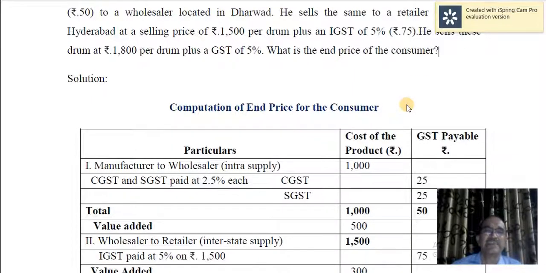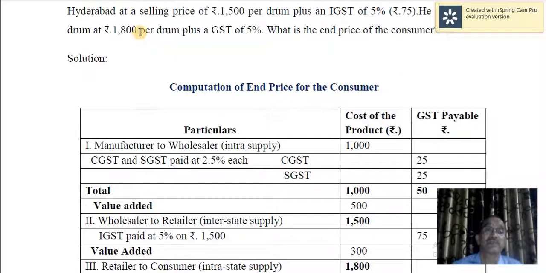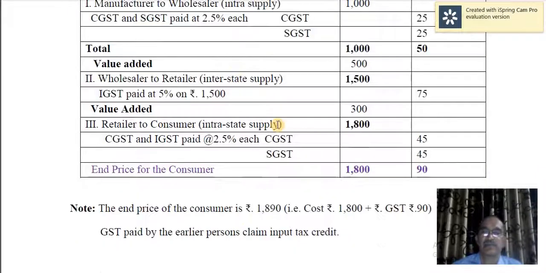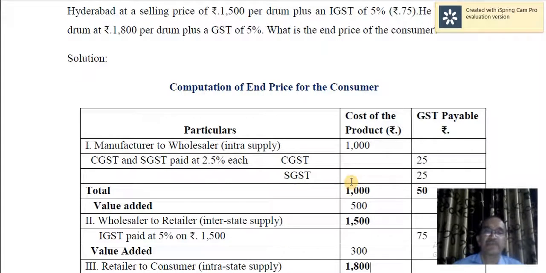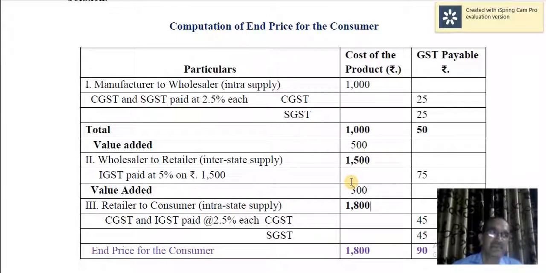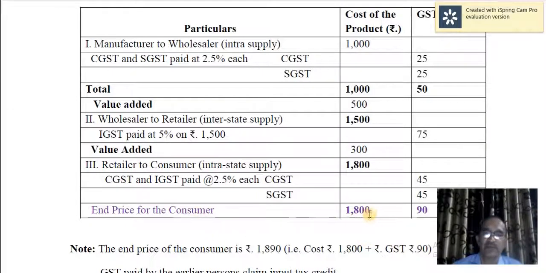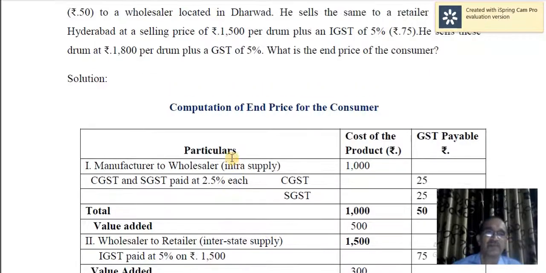You can very easily get the answer. For example, 1,800 plus GST of 5%. So just locate the value here, 1,800. That is the value. And GST is calculated at 5%. Since it is intrastate, 5% is divided into 2.5 and 2.5. Therefore, when you apply 2.5% on 1,800, you will get 45 and 45. Total is 90. So the value payable by the consumer is 1,800 plus 90, 1,890. Yes. Now, before that, let us analyze.